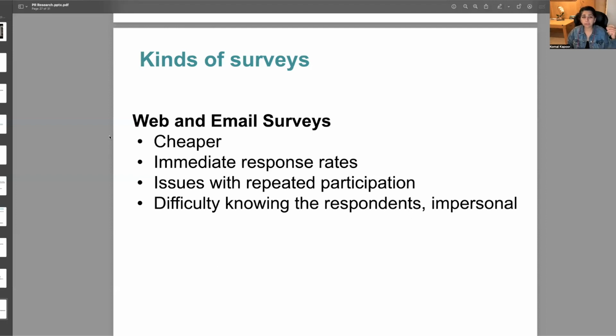So these are very quick, immediate response rates, but the disadvantage is that you don't always know the respondents. You don't know if somebody has responded twice. So it could be a little bit impersonal.